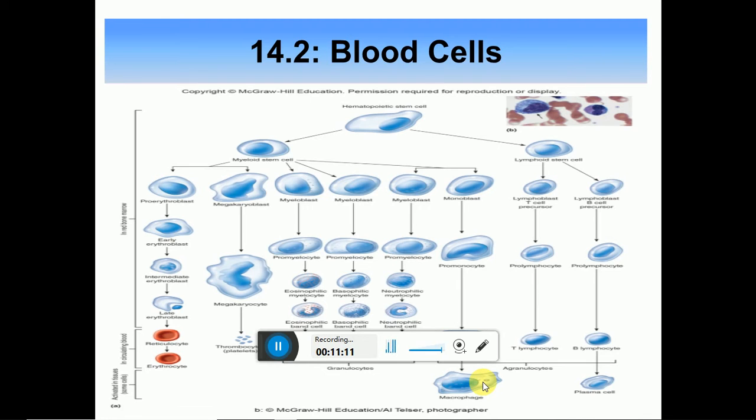So a lot of times you're going to hear monocytes and macrophages used together. That is because, again, the monocyte is the precursor of the macrophage. The monocyte is the name of the cell when it's inside of the blood vessel. As soon as it leaves the blood vessel into the interstitial tissue, it is now called a macrophage.